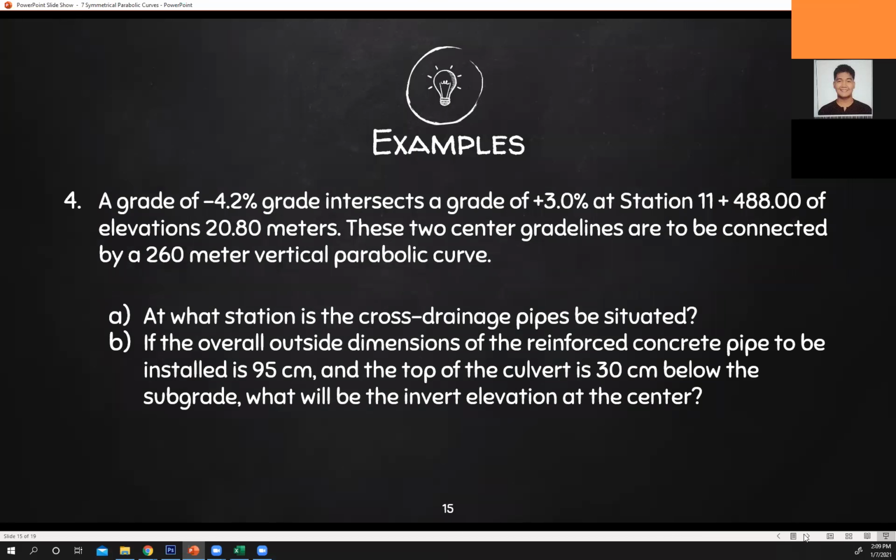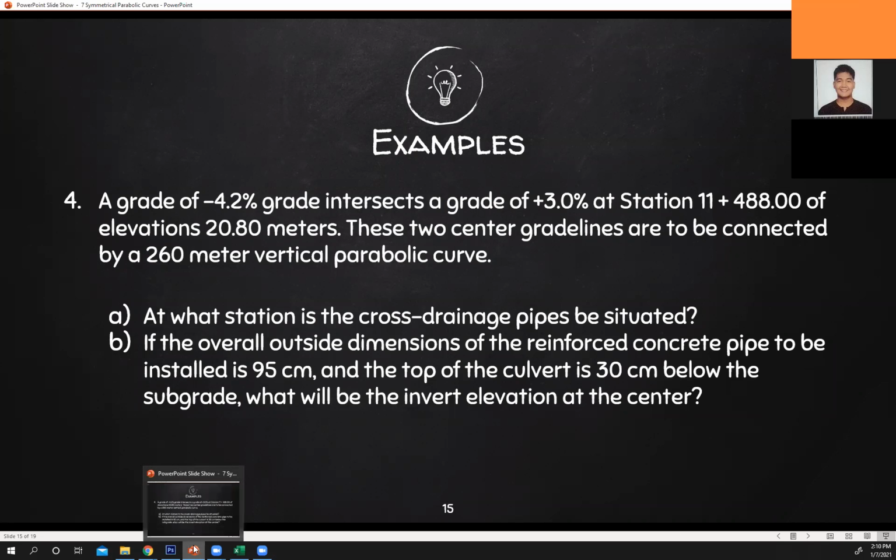A grade of negative 4.2% intersects a grade of positive 3% at station 11 plus 488 of elevation 20.80 meters. These two center grade lines are to be connected by a 260-meter vertical parabolic curve. So letter A, at what station is the cross drainage pipe situated? Letter B, if the overall outside dimension of the reinforced concrete pipe to be installed is 95 centimeters, and the top of the culvert is 30 centimeters below the subgrade, what will be the invert elevation at the center?